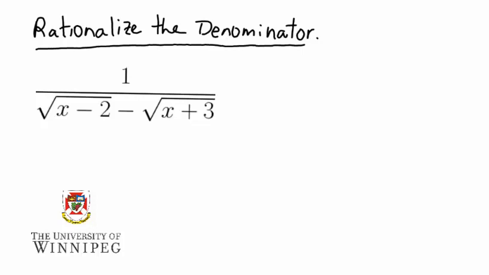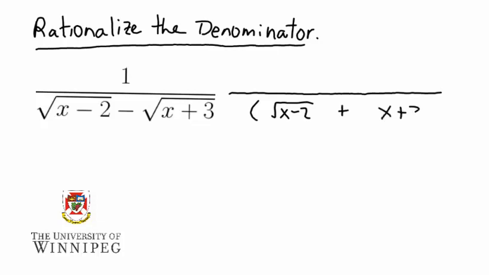In this video, we're going to work through a couple examples of rationalizing the denominator. So the idea is if you have a square root inside of your denominator, you want to multiply by the conjugate of that binomial. So in our case, we'd like to multiply both the numerator and the denominator by the conjugate, which is square root of x minus 2 plus the square root of x plus 3.